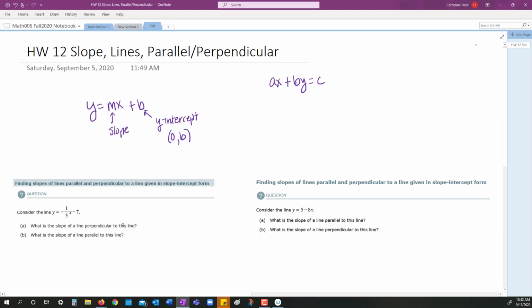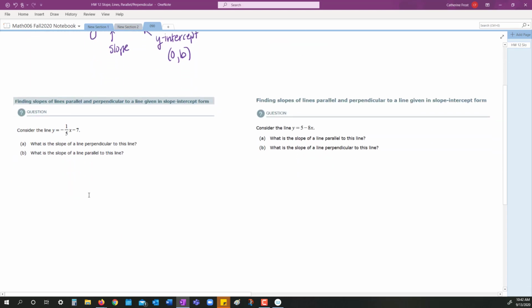So let's look at one of these practice problems. Consider the line y equals -1/5 x minus 7. What is the slope of a line perpendicular to this line? And then b, what's the slope of a parallel line? So basically, let me go with parallel first. Parallel lines look kind of like this, right?